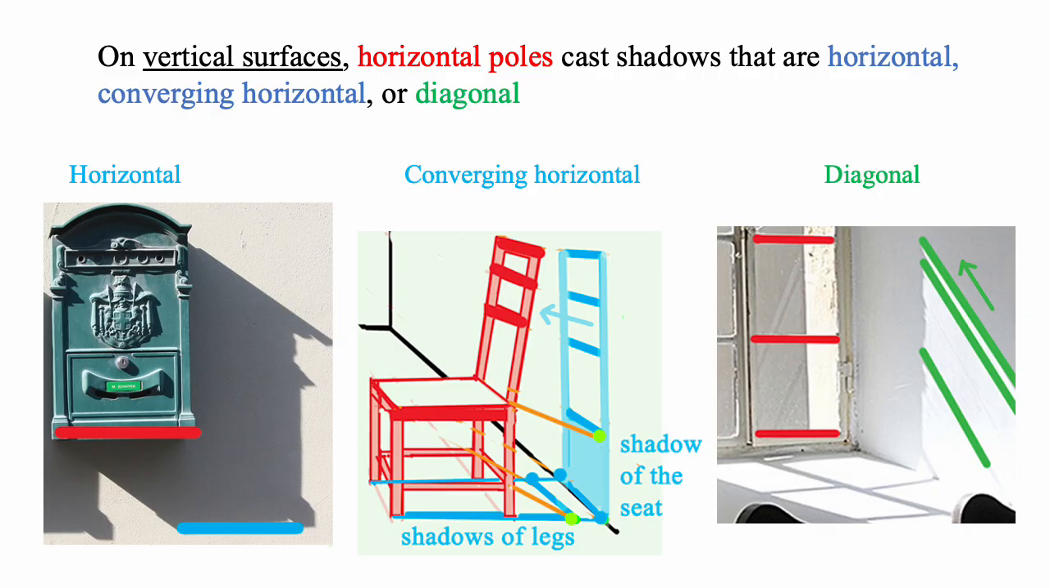Now, on vertical surfaces, the shadows of horizontal poles can either be horizontal, converging horizontal, or diagonal. So here is a horizontal pole creating the horizontal shadow. In the second case, we have horizontal converging poles that create horizontal converging shadows. And in this final one, we have a pole that's perpendicular to the wall, creating diagonal shadows, and we'll get into this a great deal more.